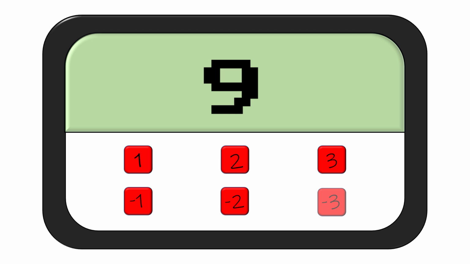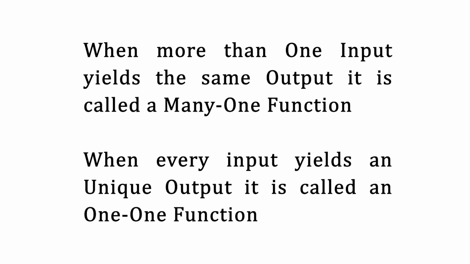These types of functions are called many-one functions, and the first function which we considered was a one-one function. In other words, if two inputs have the same output, it's a many-one function. Now hold this thought for a moment and consider another example.